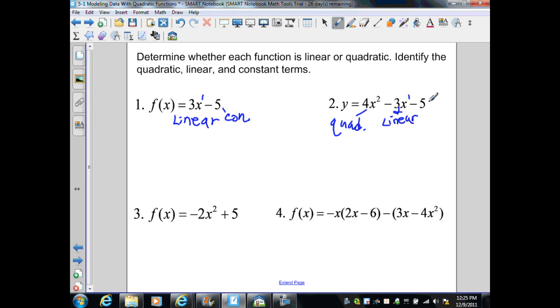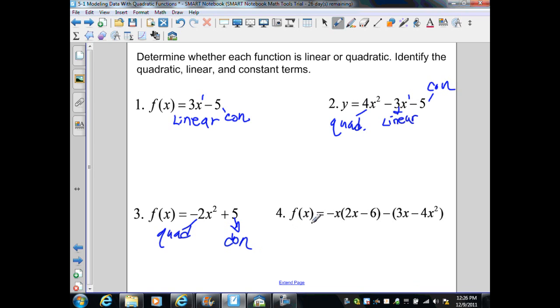And negative 5 is our constant term. Example 3: f of x, or y, equals negative 2x squared plus 5. Here I have a variable term with an exponent of 2. Therefore, this is a quadratic function, and this is my quadratic term. I have no linear term because I don't have a variable term with an exponent of 1, but 5 represents my constant.